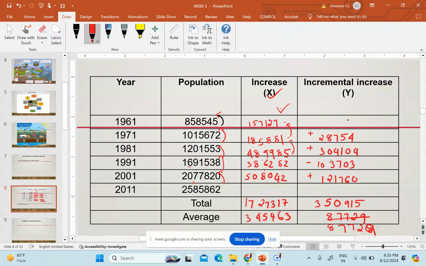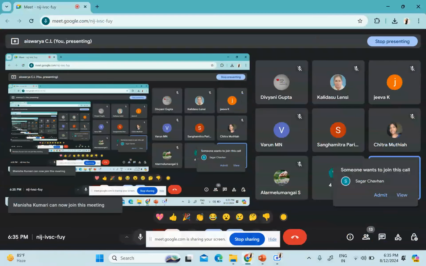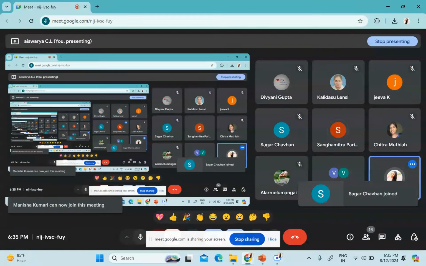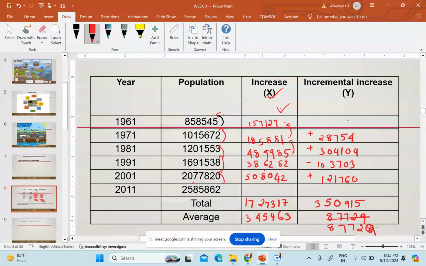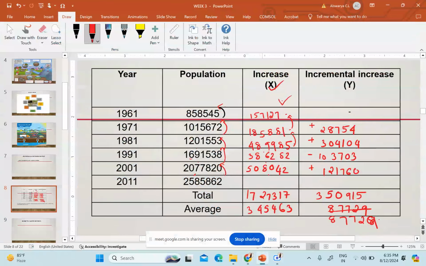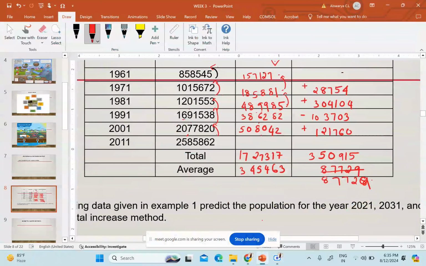Yes, so there is increasing and decreasing, that trend is there. There is no constant increase and no constant decrease in the number of population. Okay, so now we have the value. What we are doing now is playing with this data, average X and average Y.